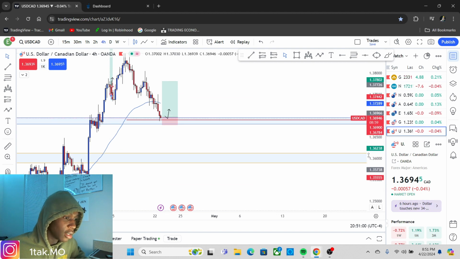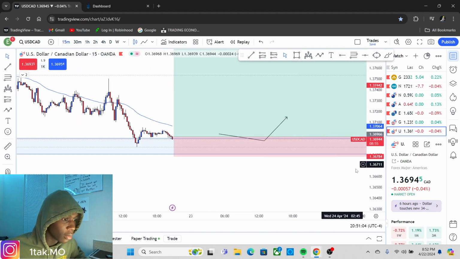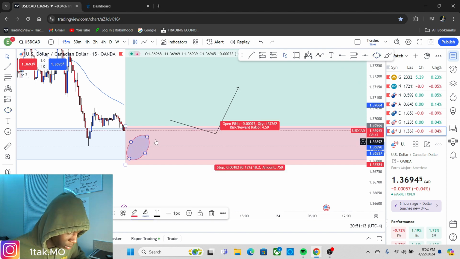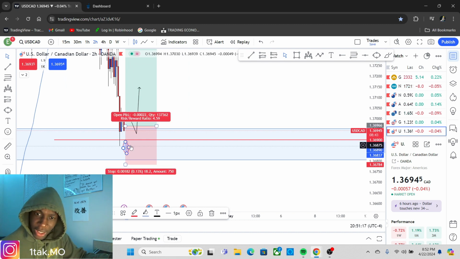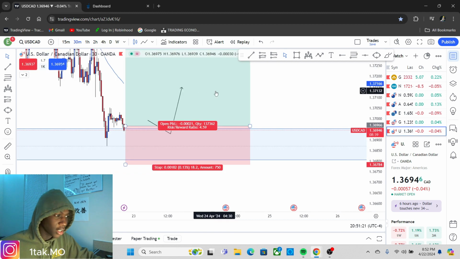GBP CAD, literally, it's at the area of interest. It's rejecting it exactly how I wanted to. So it's gonna come down here, make a lower low, hopefully, and then give me my reversal pattern that I want right here. And then I'm gonna enter the trade. And rejection from the round psychological level. So that's all I'm waiting for.